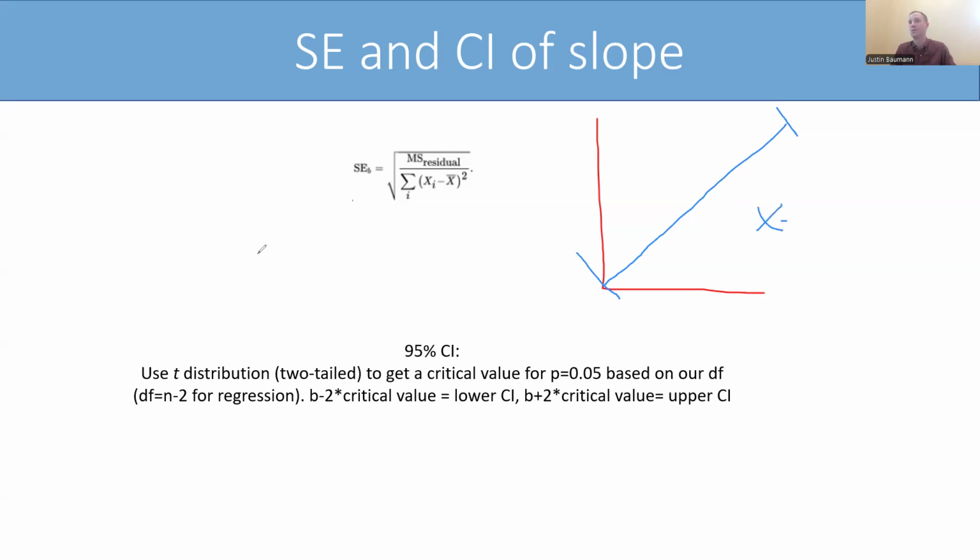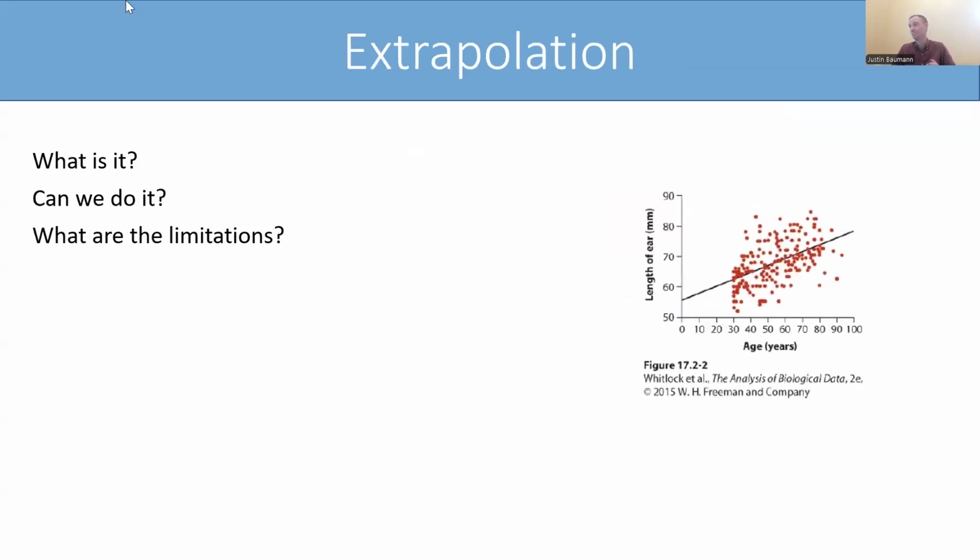Using y equals a plus bx, right? Or y equals mx plus b if you prefer. Okay, so we can calculate any missing point here on this line as long as it's within our top and bottom bounds. But what happens if that isn't true? That's where we get the concept of extrapolation. What is it? What can we do with it? Can we even do it? And what are the limitations?